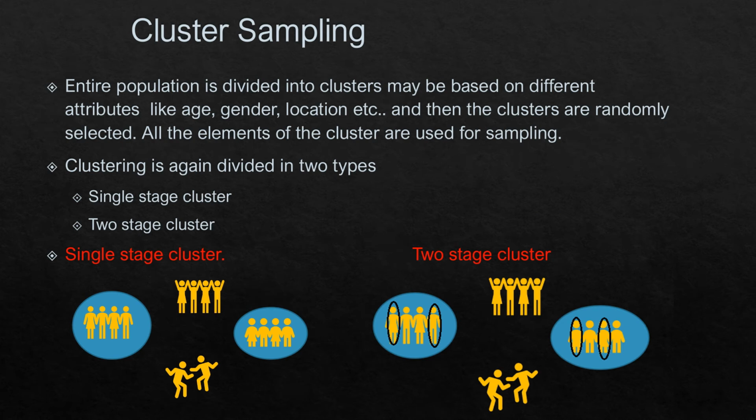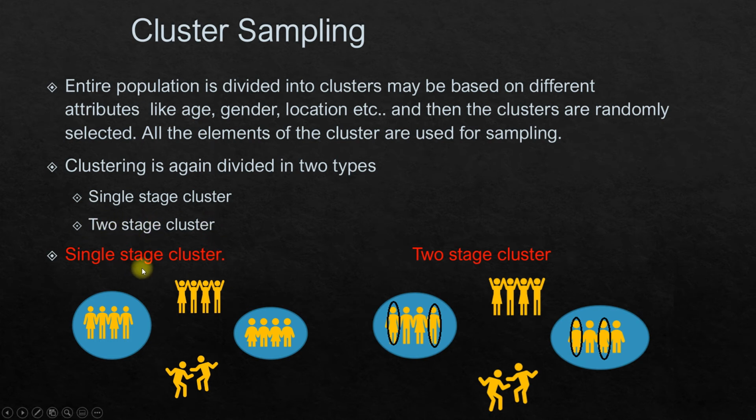So another technique is cluster sampling. In this case, the entire population is divided into clusters, maybe based on different attributes like age, gender, location, etc. And then the clusters are randomly selected. All the elements of the clusters are used for sampling. This cluster sampling is divided into two different types: one is single stage cluster, the second one is two stage cluster.